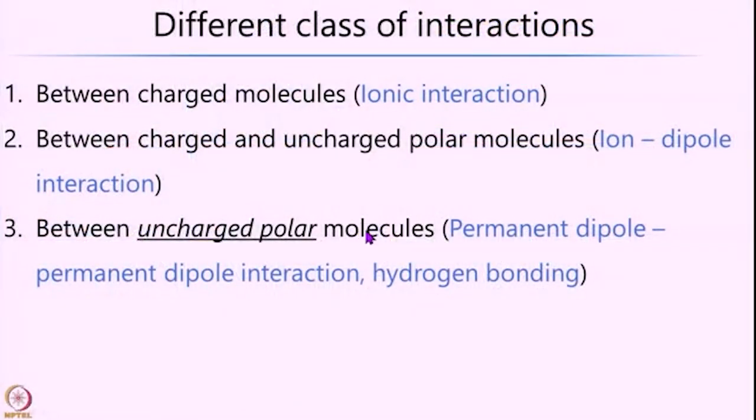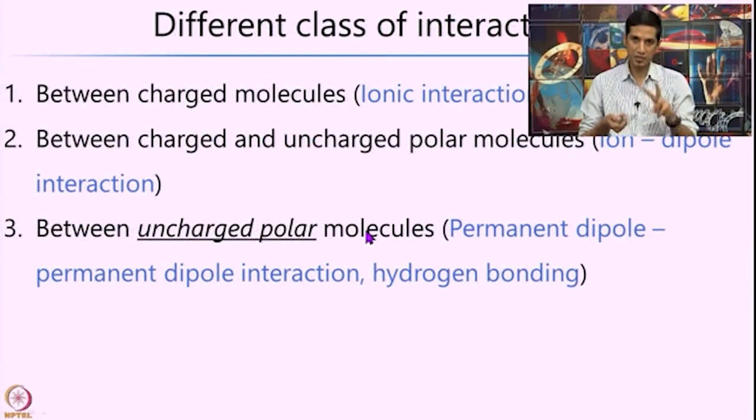The next one is between uncharged but polar molecules. That is, the two interacting units are both uncharged, that is, neutral. However, they do have a finite amount of polarization or a dipole moment, and that leads to what is called a permanent dipole interaction. In some special cases, one would also invoke hydrogen bonding as a part of dipole-dipole interactions, and we shall look at that as well.